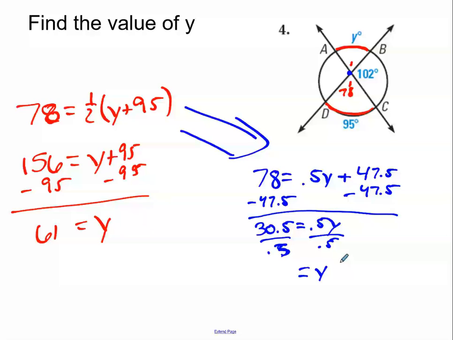You get 61 either way. If you left it as a fraction, the other option is dividing by 1/2, and then we just have to remember that dividing by a fraction is the same as multiplying by its reciprocal. So dividing by 1/2 is the same as multiplying by 2/1. So just take 30.5 times 2, same results. Okay, so all those are different options for how you could do that problem.